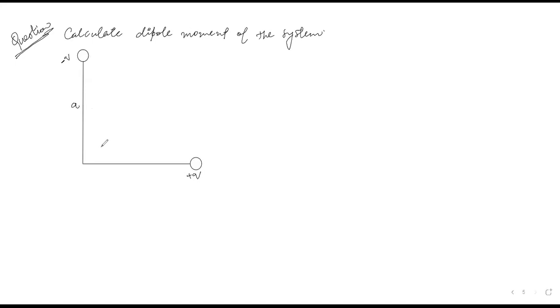This separation is A and this separation is also A from O. It is saying to calculate the dipole moment of the system. Can anyone solve it or not? Matthew, Zarsh, Nawal, can any one of you solve it? Yes, sir. We have to take the root, right? Please try to solve.